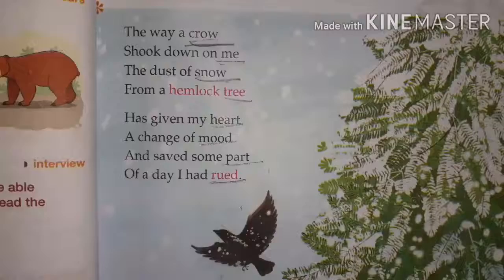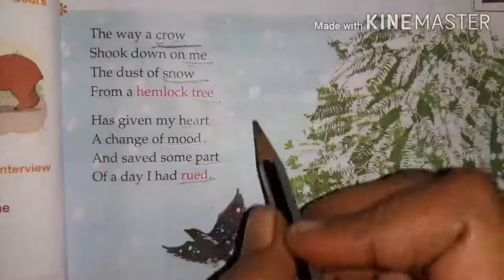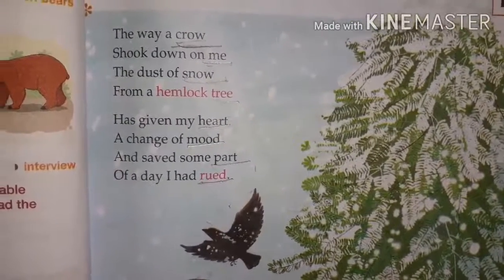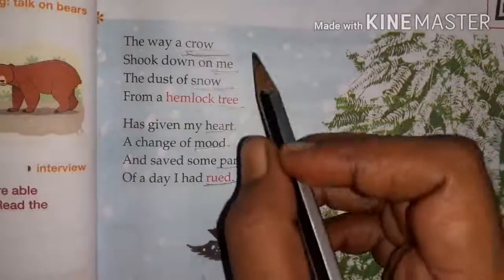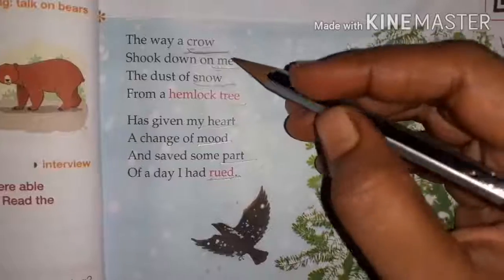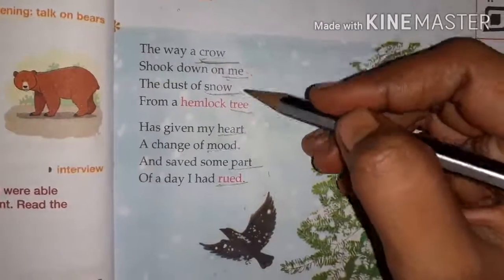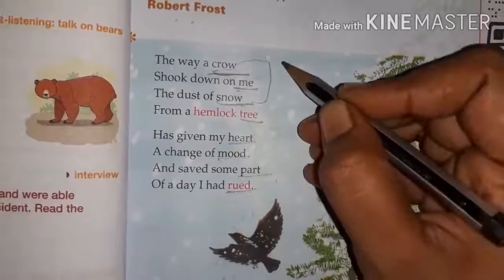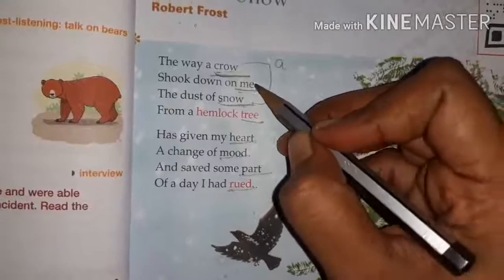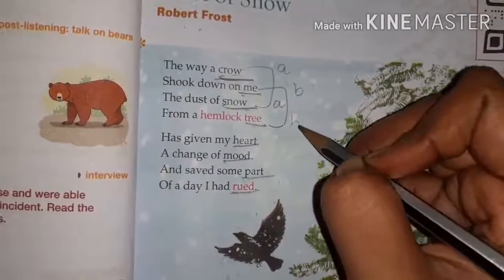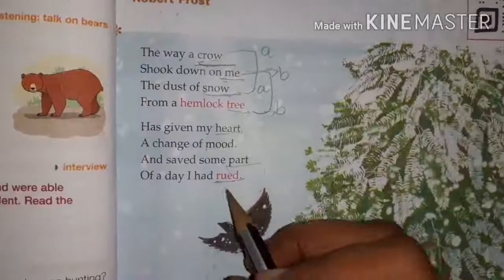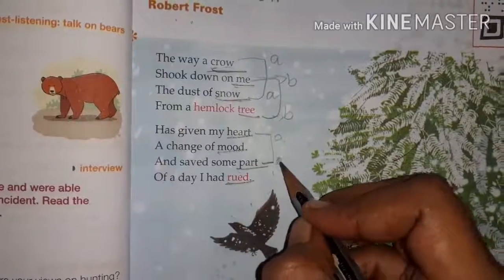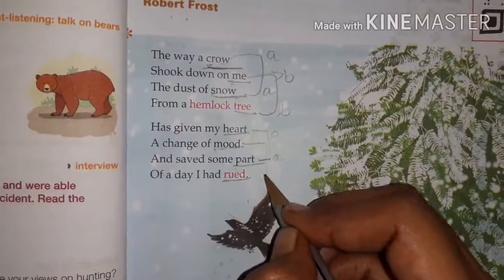Okay, students. Now let us see the rhyme scheme of the poem. Already I have taught you rhyme scheme in the poem The Lotus, isn't it? If two words have the same rhyme, that is the rhyme scheme. Here crow and snow are the same sound, so A. Me and tree are the same sound, so B. And now here heart and part are the same sound. This is a separate paragraph now, so you have to put A, not C. And mood, rude, B.